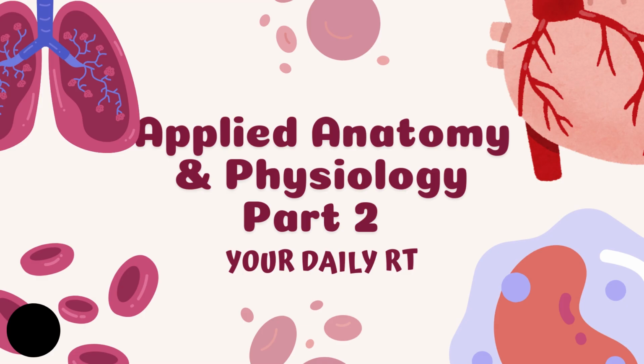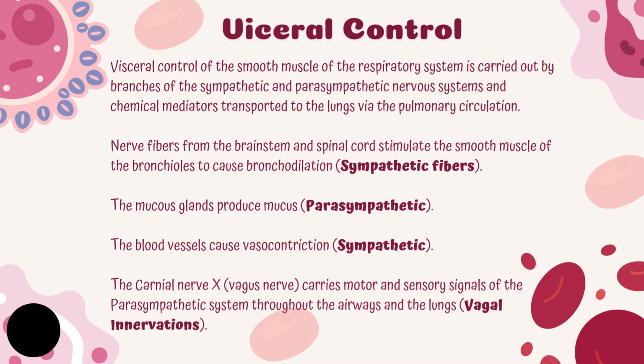Today we're going to go over the second part of Applied Anatomy and Physiology. To begin with, let's talk a little bit about visceral control. The visceral control of the smooth muscle of the respiratory system is carried out by branches of the sympathetic and parasympathetic nervous system and chemical mediators transported to the lungs via the pulmonary circulation.